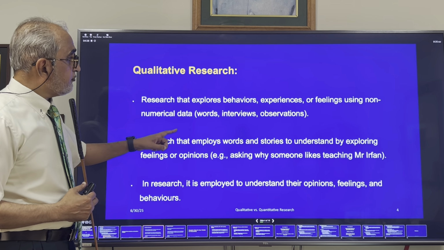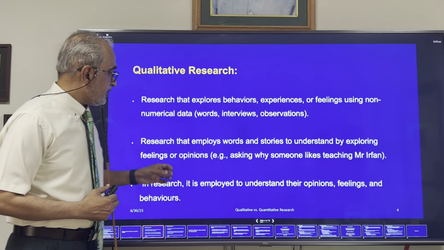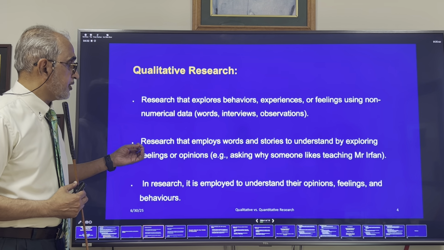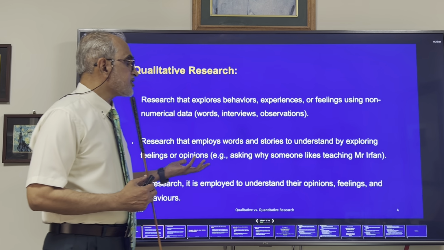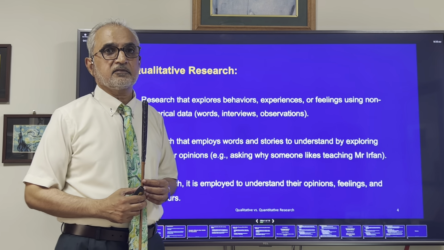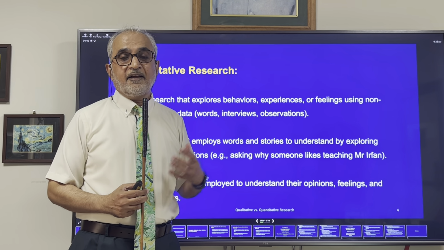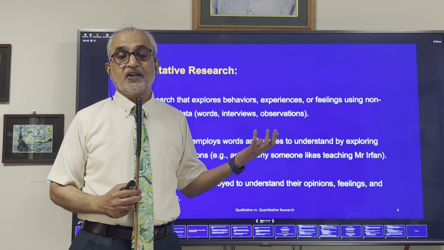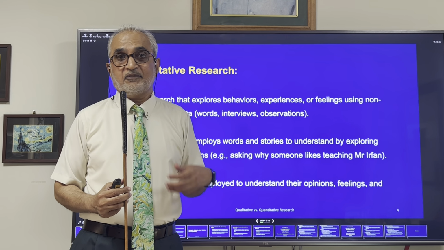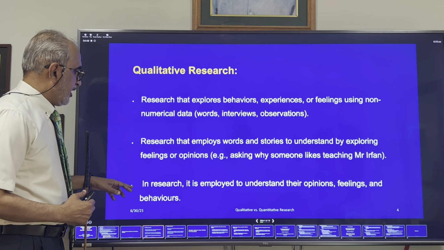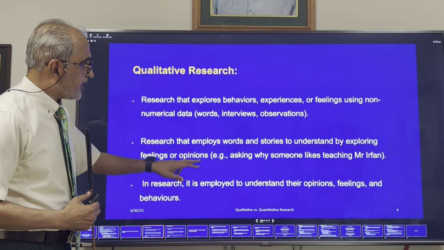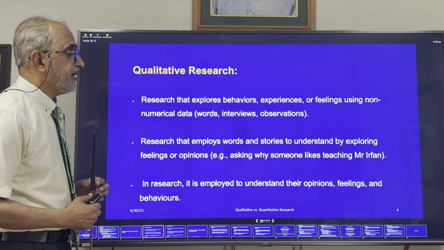Research that employs words and stories to understand by exploring feelings or opinions is qualitative research. For example, asking why someone likes teaching, Mr. Irfan, or why I like making these lessons. What do students feel? Are these lessons useful to them or not? In research, it is employed to understand their opinions, feelings, and behavior.